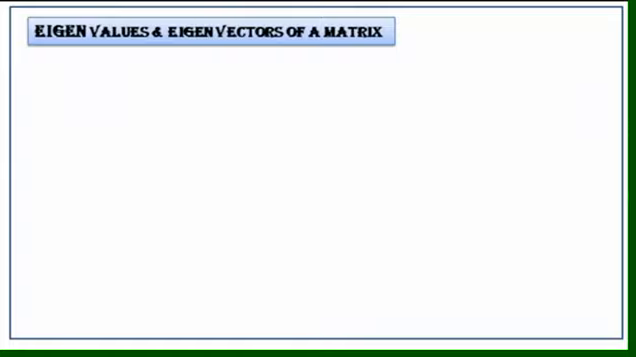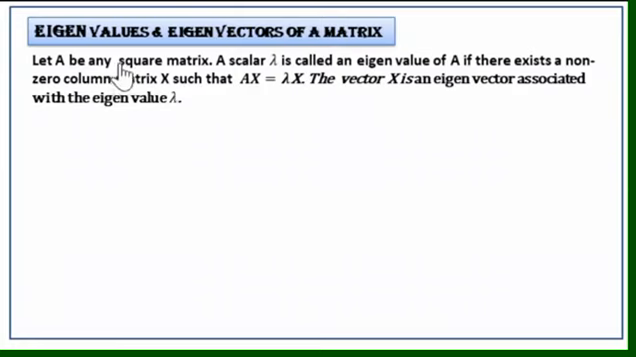First of all, what eigenvalues and eigenvectors are. Let A be a square matrix, then a scalar lambda is called an eigenvalue of A if there exists a non-zero column matrix X such that Ax equals lambda x. That is, if we multiply matrix A with the column matrix X, we should get a scalar multiple of X. And note that here X is a non-zero vector. It is important.